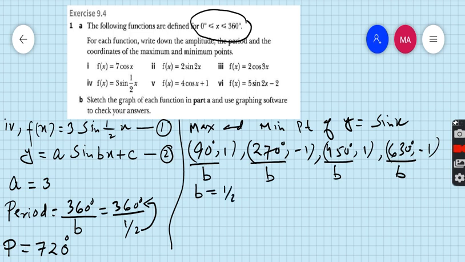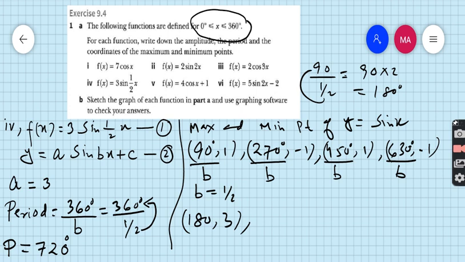If you divide 90 by 1 upon 2, it means this 2 should multiply by 90, it will give you 180 degree. So 180, the second one is 1. 1 into amplitude 3 is 3. So first point is 180, 3.